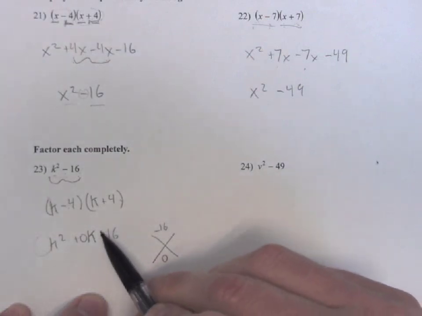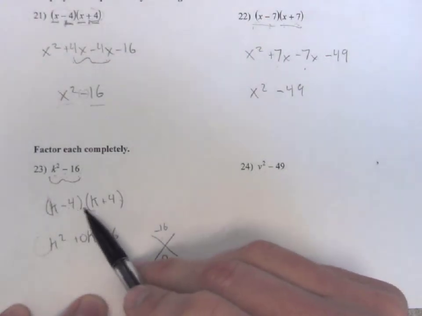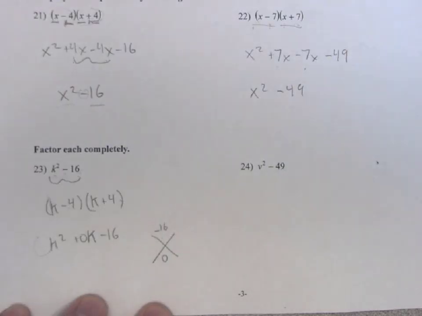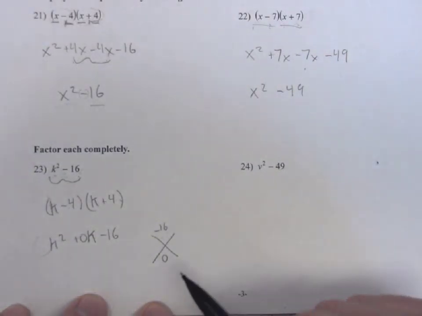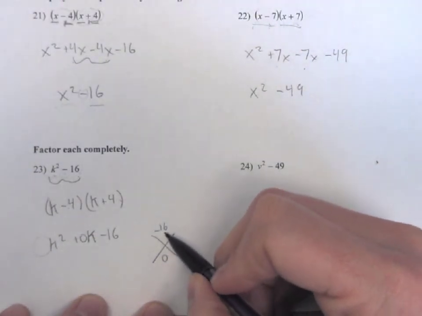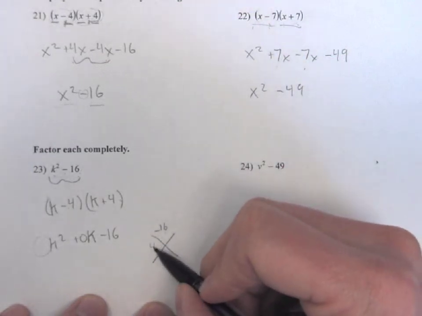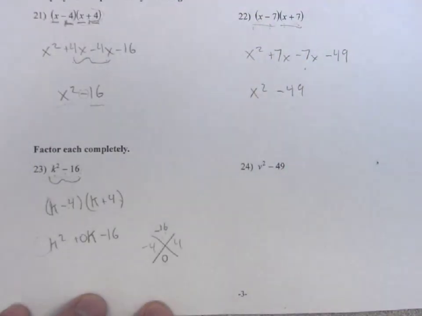So I take c and I put it here. These two numbers that go in here have to multiply to give me this. They also have to add to give me this. So the only way I can get 0 by adding is to have the same number, but one's positive and one's negative. So you think to yourself, okay, the two numbers that I need have to multiply to 16, and they have to be the same. So that's 4 and 4, but one of them has to be negative.